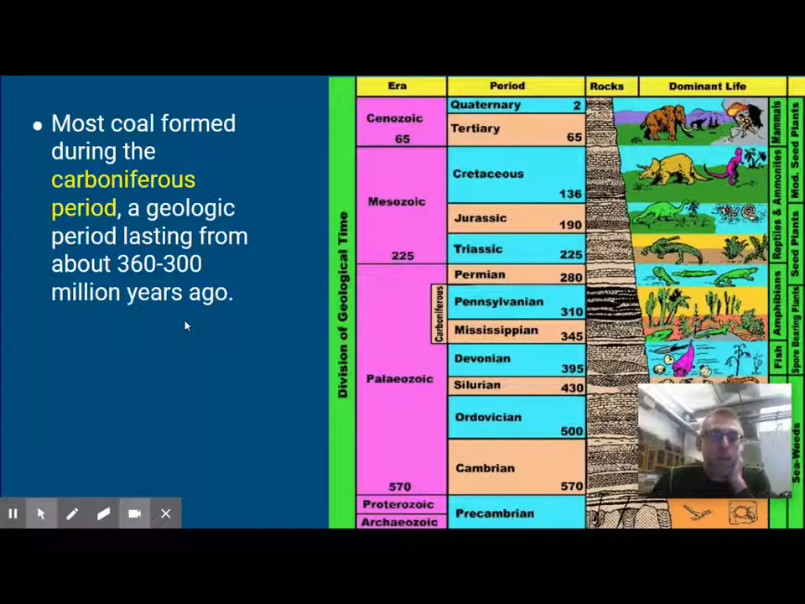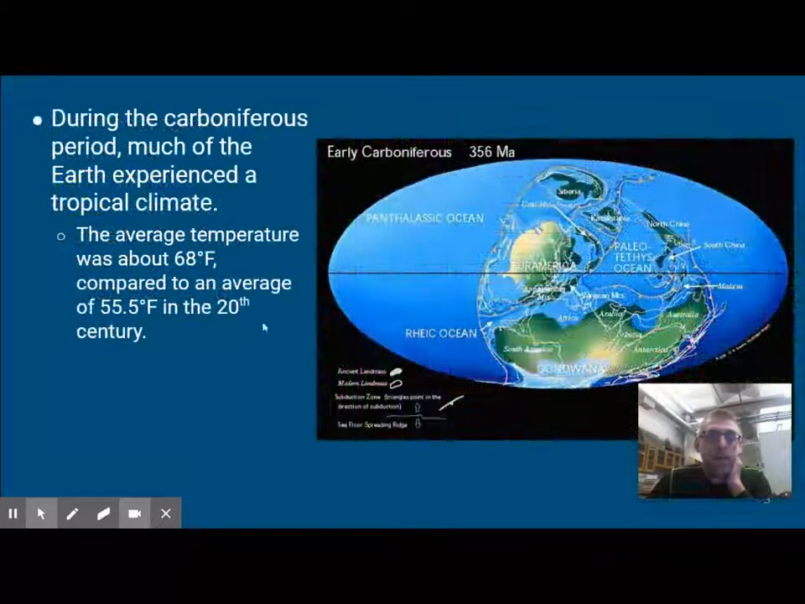So most of this coal formed during the Carboniferous period. So this was between 360 and 300 million years ago. You can kind of see it on the graph over here. Also in the Paleozoic era in Pennsylvanian and Mississippian periods. So during this period, much of Earth experienced a tropical climate. Average temperature was 68 degrees compared to 55.5 in the 20th century. So current differences, 12 to 13 degrees Fahrenheit.